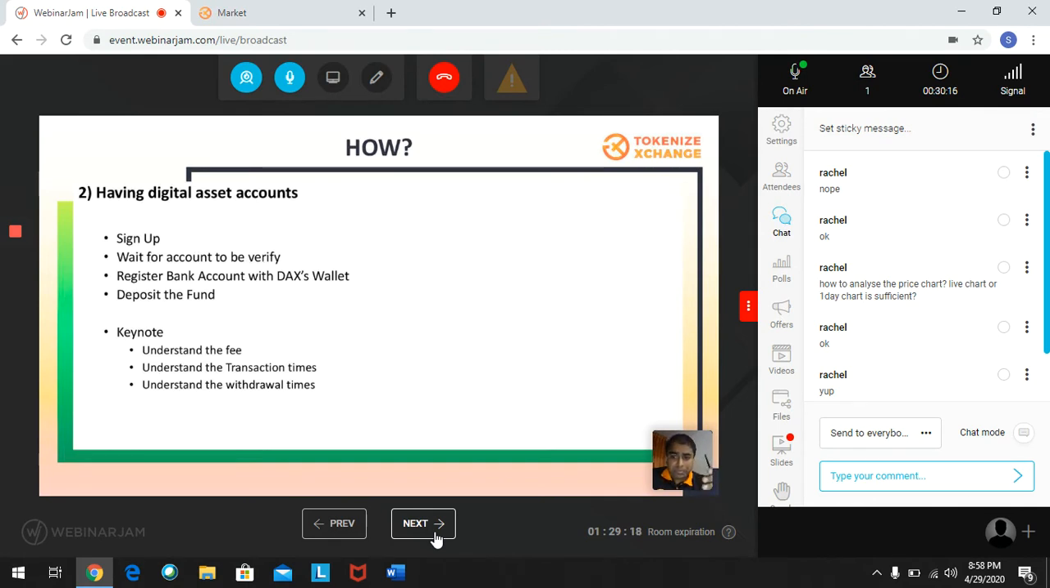Deposit the fund. And the keynote I'm putting in there is to understand the fee, understand the transaction time, and understand the withdrawal time for each exchange that you register. Then you can take advantage of those exchanges. Depositing the fund, you're not just depositing in one particular exchange. If you have 1,000, I will advise you to study the price first, understand which exchange has better buying opportunity and which exchange has better selling opportunity.